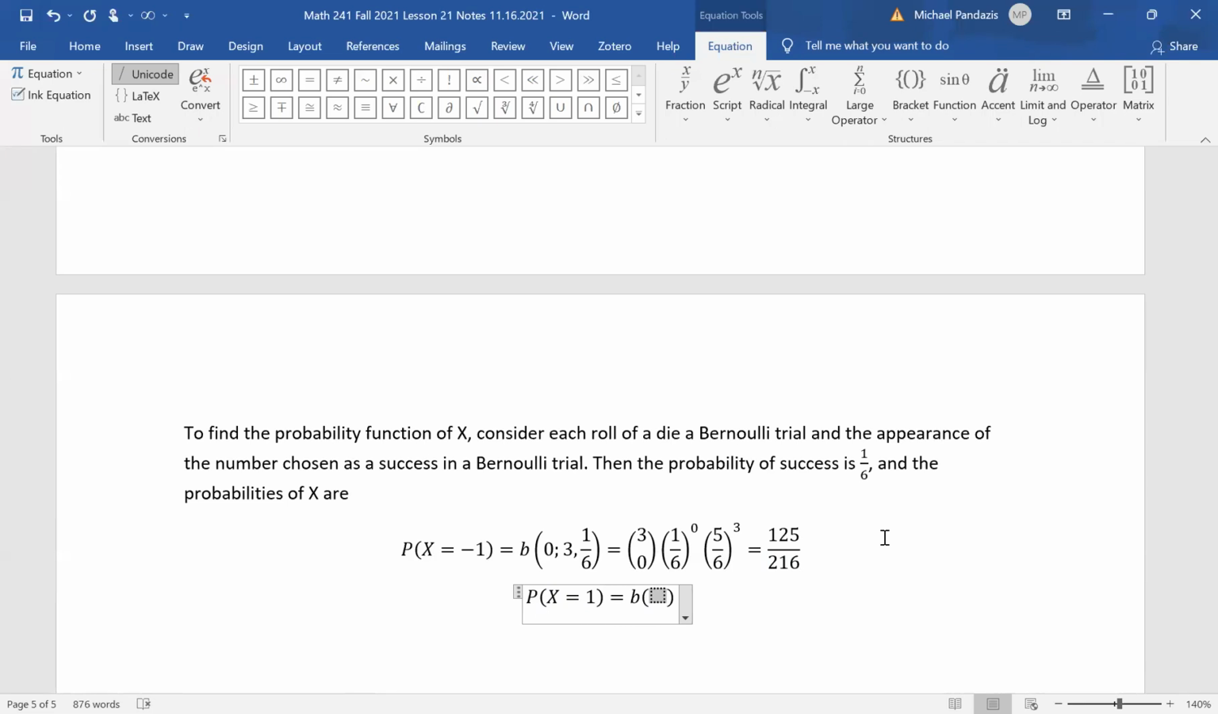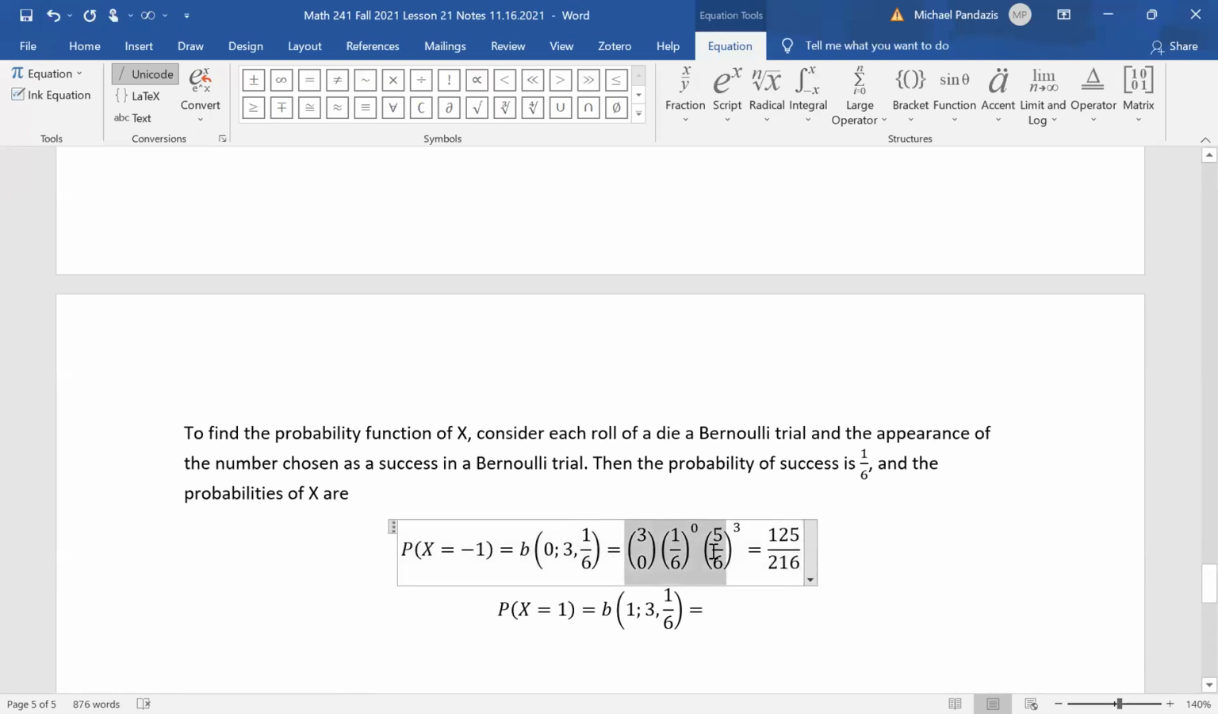The number that you chose appearing is a success in a Bernoulli trial. There are 3 rolls, so there are 3 Bernoulli trials. And the probability of success in any Bernoulli trial is the probability that the number you chose is rolled, which is 1/6. This is a probability of 1 success in 3 Bernoulli trials, where the probability of success is 1/6. So it's the value of that function.